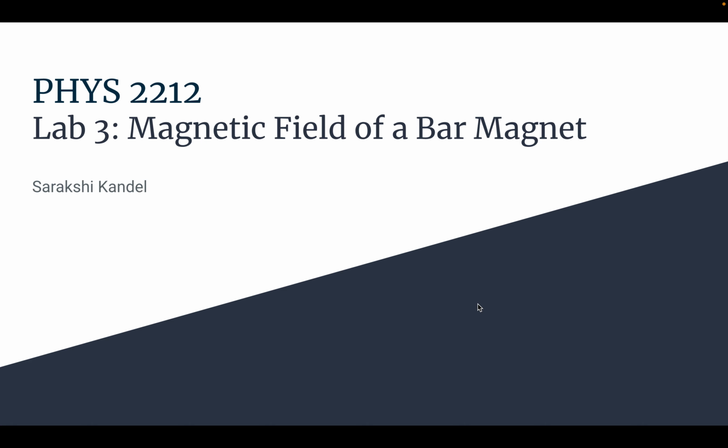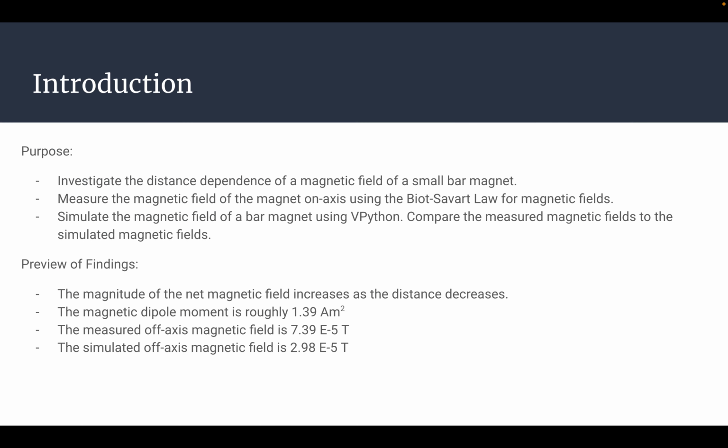Lab 3: magnetic field of a bar magnet. The purpose is to investigate the distance dependence of the magnetic field of a small bar magnet, measure the magnetic field of the magnet on axis using the Biot-Savart Law for magnetic fields, simulate the magnetic field of a bar magnet using Python, and then finally compare the measured magnetic fields to the simulated magnetic fields. And the preview of the findings is shown below.